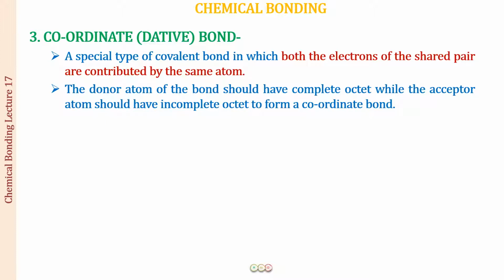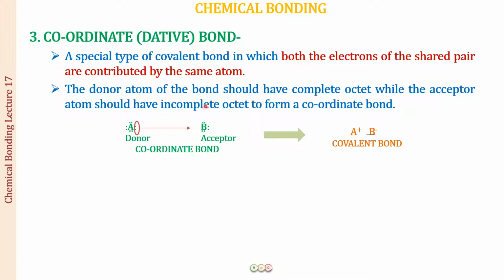Now, what should be the condition for this? The donor atom of the bond should have a complete octet, while the acceptor atom must have an incomplete octet to form a coordinate bond, right? So we have a boy who has a tiffin box, which is sufficient for him, but there is another boy who does not have a tiffin box. His octet is not complete. So both of them are sharing that food and forming a bond between themselves, a good friendship. Fine. So I hope this much is clear to you people.